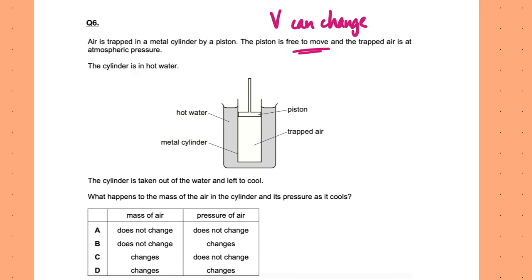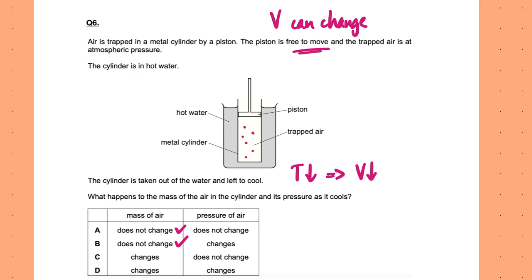So I know for a fact that the mass of the air would not change. But what happens to the pressure of the air inside here? Now this is what we need to consider. If this was just a case where the piston was fixed or it was a sealed container, then we can just say that since temperature is decreasing, the pressure must also decrease. But the idea here is that the volume can actually change, and it would change. The volume would also decrease.